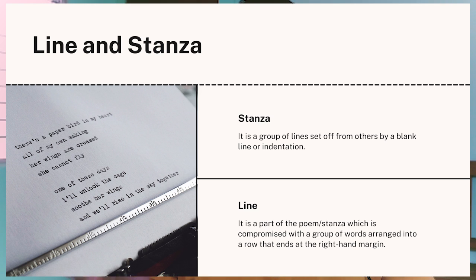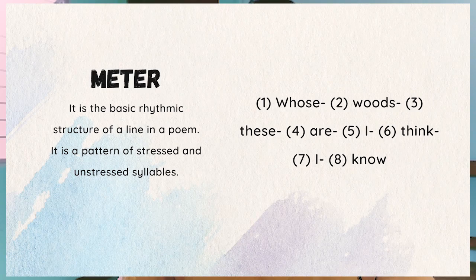The line is a part of the poem or a stanza which is comprised of a group of words arranged into a row that ends at the right hand margin. It is similar to a sentence in essays or the line in songs. And the combination of several lines will result in a stanza. Also, a line has a meter, which relates to the overall stanza or poem, and that meter is the next element of poetry. Meter.